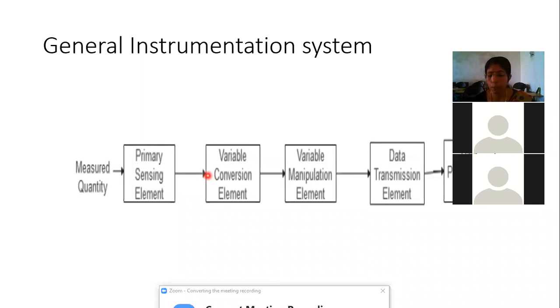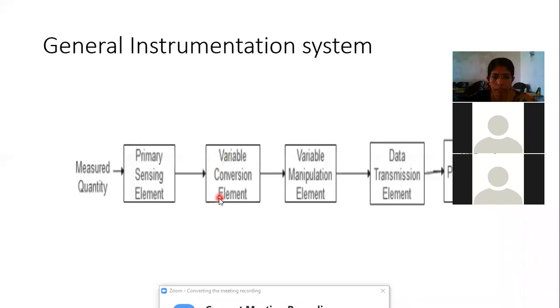That equipment has to record it in digital form or move the pointer to a particular value. So it needs some energy to operate or to present that output. Since it may be a low signal, we have to modify the output signal to present it as an output. For that we use the signal manipulation element. The signal manipulation element includes two stages: the variable conversion element and the variable manipulation element.